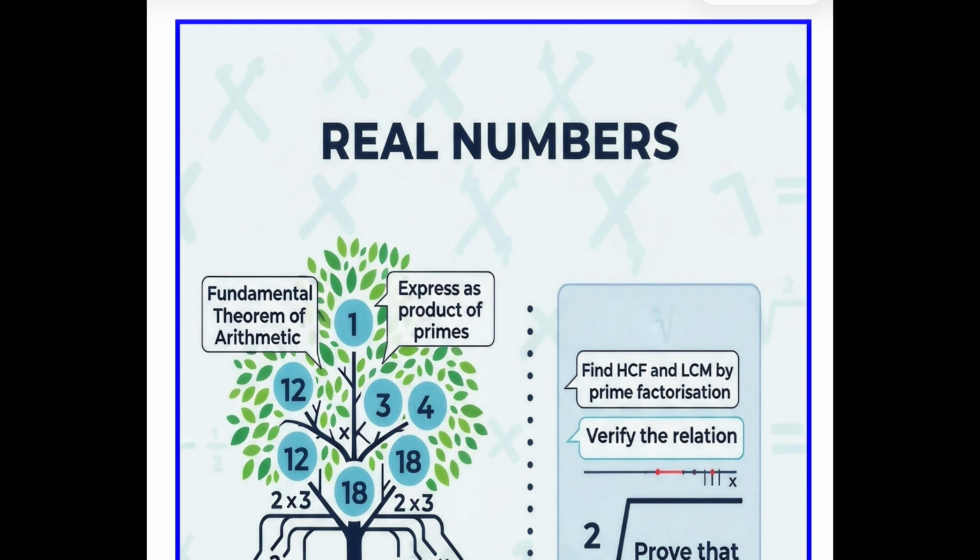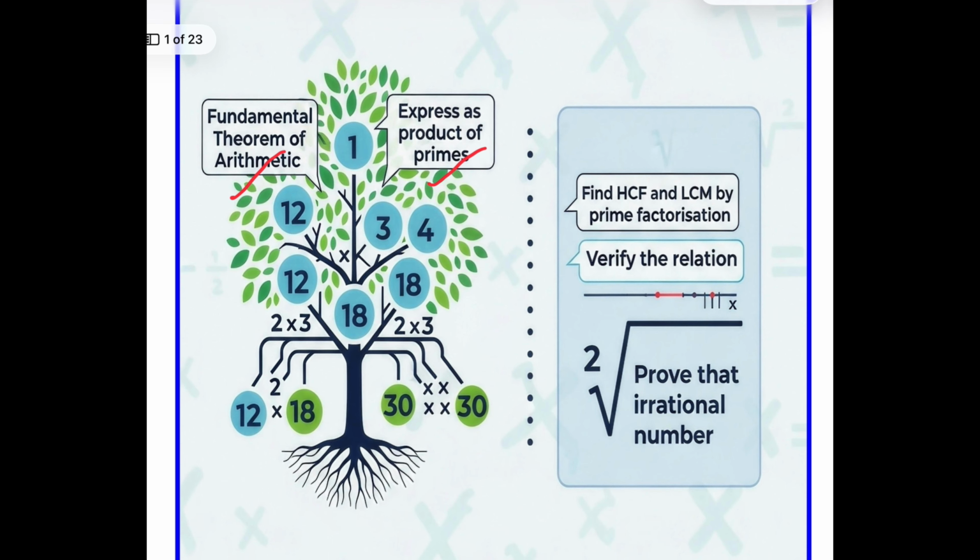Today we are going to learn 10th standard first chapter, Real Numbers. In the board exam, four different types of questions will be asked in this chapter. The first one is the fundamental theorem of arithmetic. Second one, express as product of primes. Third one, HCF and LCM by using prime factorization method and verify the relation. Fourth one, prove that a number is irrational.